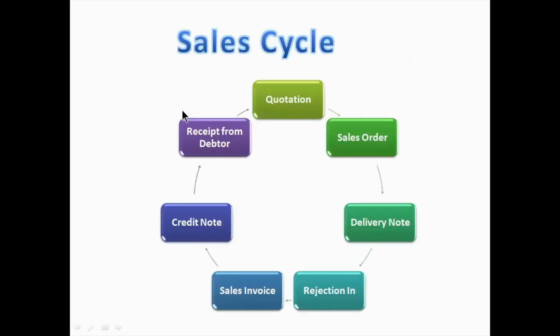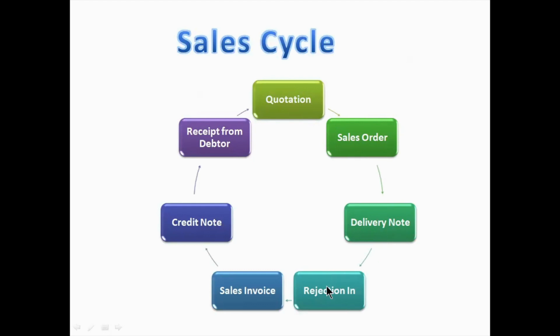So this is the cycle, the sales cycle. First, we provide a quotation to the customers. If our quotation is selected by the customer, he orders the goods, which for us is a sales order. After getting this sales order, we deliver the goods to the customer, and while delivering the goods, we send a delivery note. It's a document that we send along with the goods.